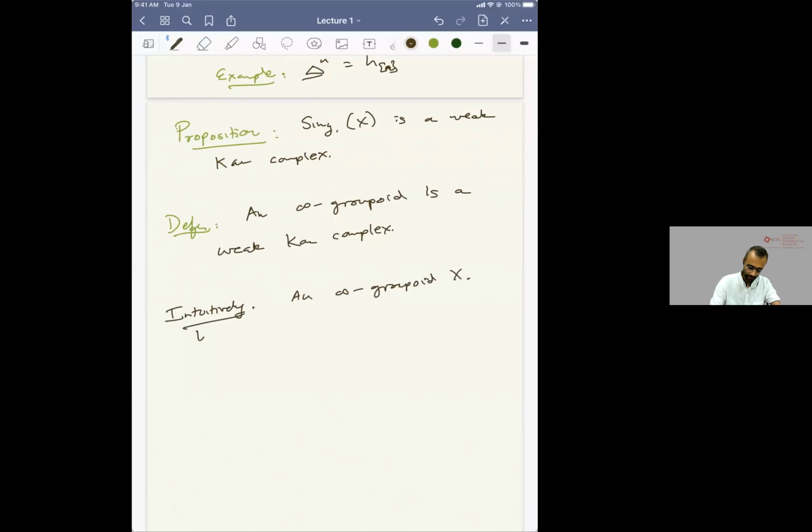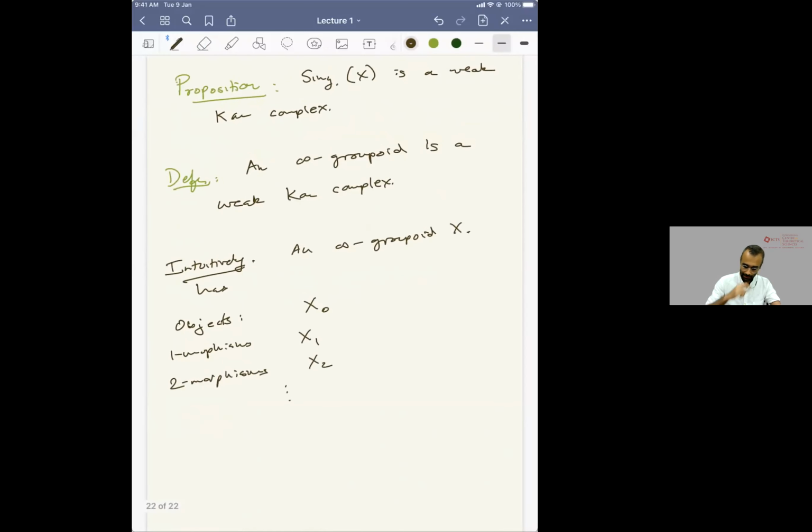X dot has objects, the set X0, one morphisms, the set X1, two morphisms, which are morphisms between one morphisms, which is the set X2, and so on. And composition is defined as follows. Composition of one morphisms is the fact that if you have a triangle, if you have a map from here to here and a map from here to here, gamma 0,1, gamma 1,2, one simplices.